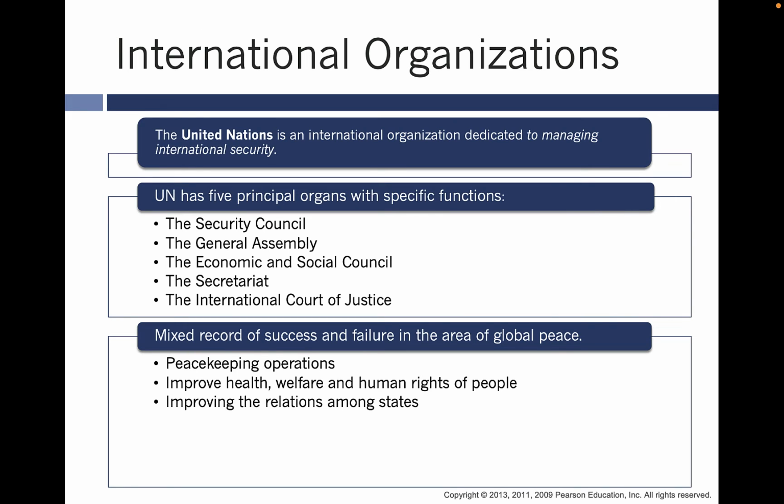The UN is an international organization directed at managing the security of international actors. They have 5 principal departments, or 5 principal organs, as the author says: the UN Security Council, the UN General Assembly, the Economic and Social Council, the Secretariat, and the International Court of Justice. A lot of it is peacekeeping and improving the health, welfare, and human rights of people.